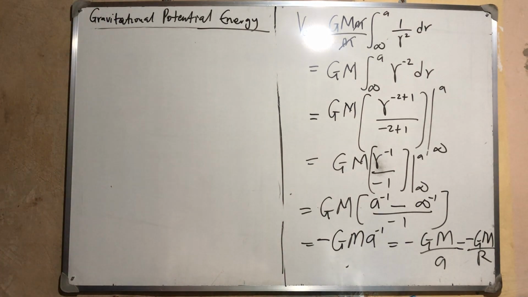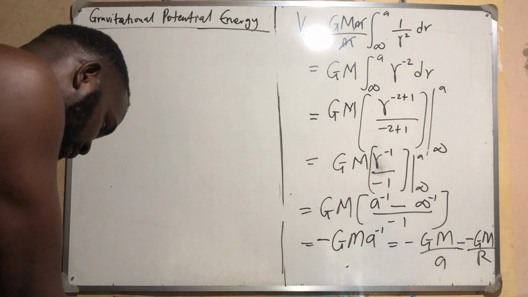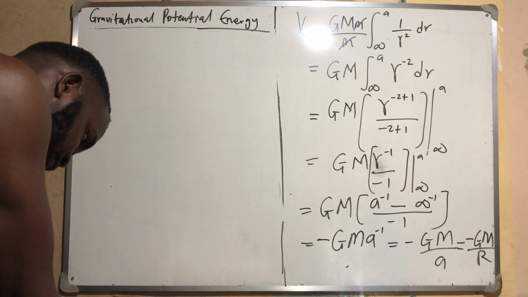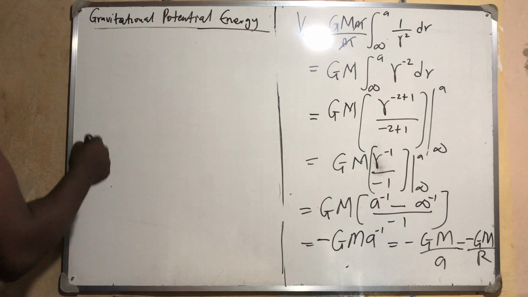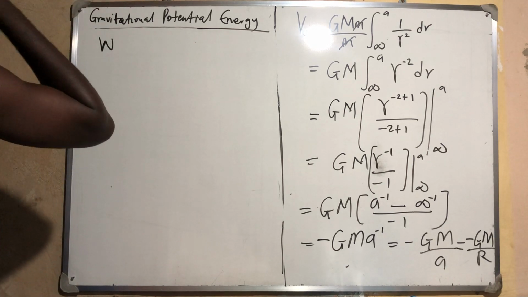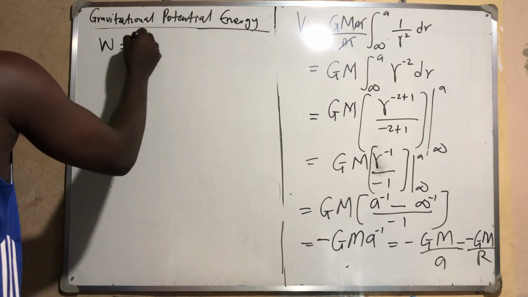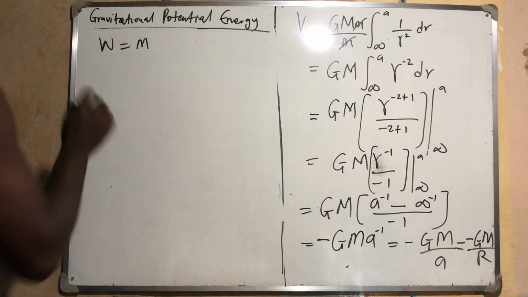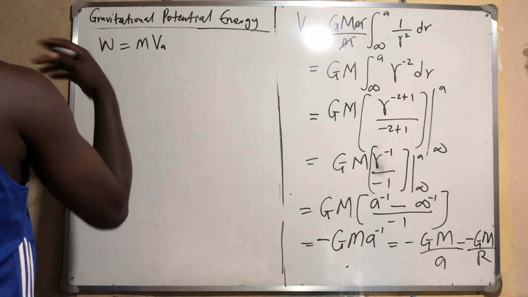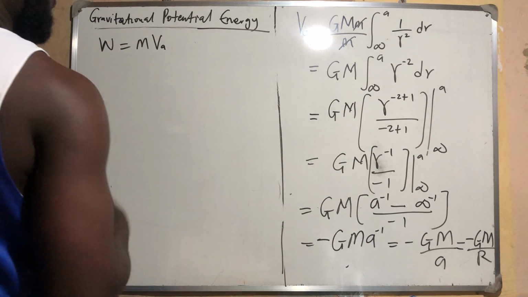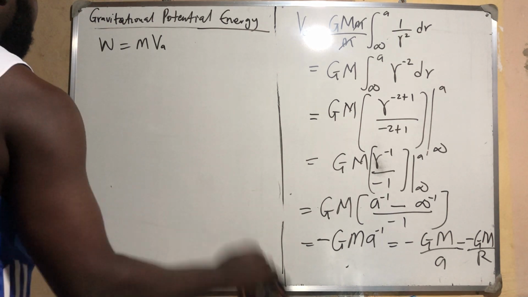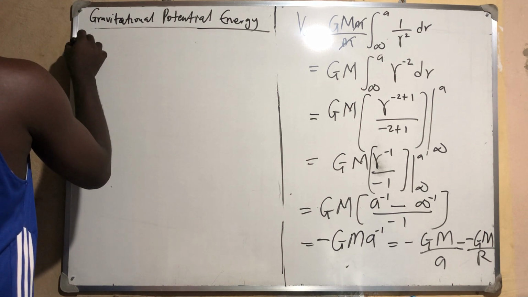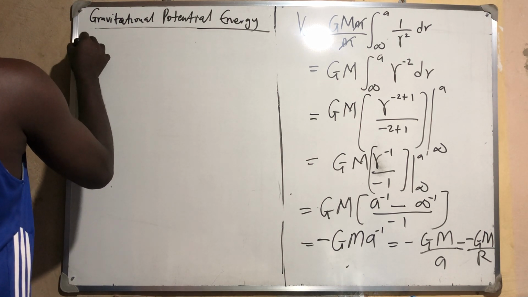All right, now in the gravitational potential energy, this one is very simple. You know that energy is work done. So energy is equal to the mass times the V_A, or MV. Mass times gravitational potential. That's all. The mass times gravitational potential. So gravitational potential energy is what? Let me call it the gravitational potential energy.